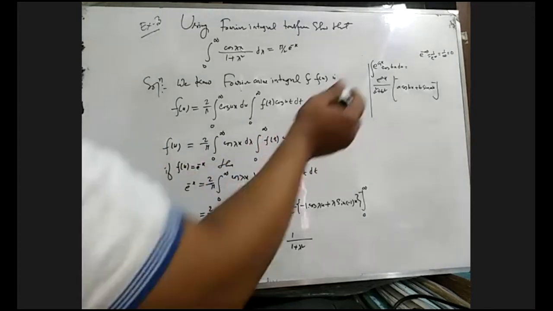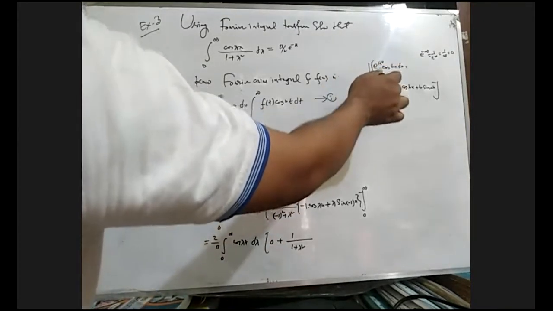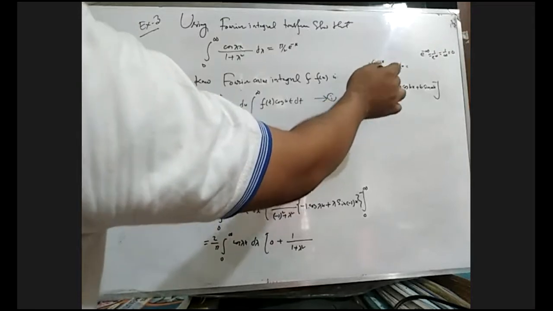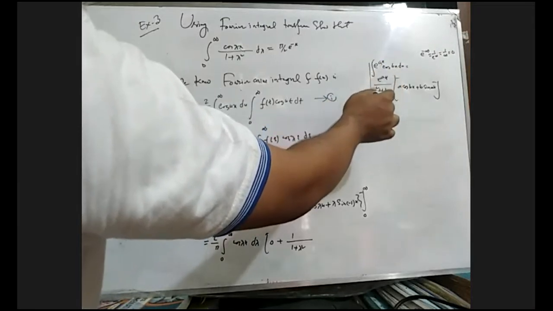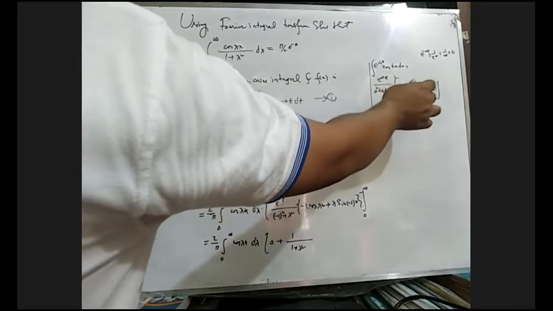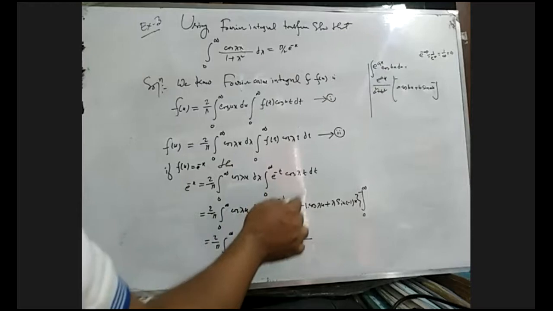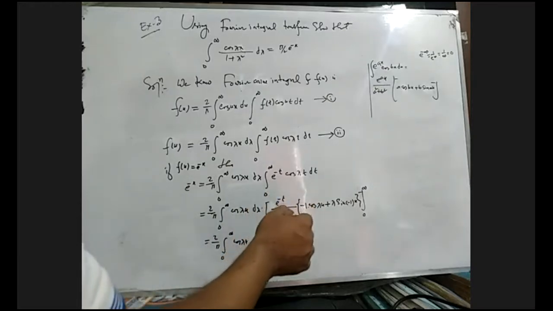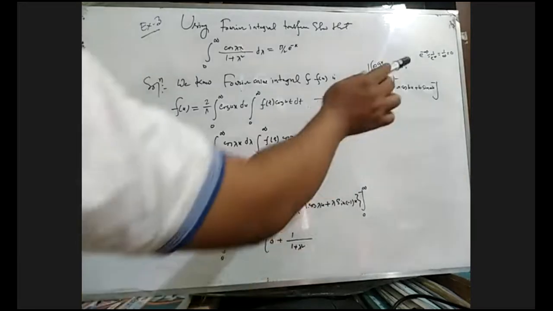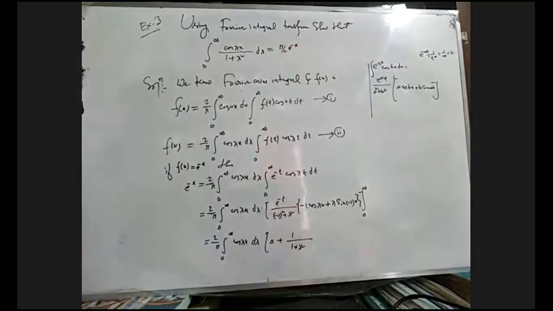So using the same formula, the e to the power x cos bx formula, what will it be? e to the power x divided by a squared plus b squared, times (a cos bx plus b sin bx). Just a equals minus 1 and b equals lambda. Putting a equals minus 1 and b equals lambda in this integral formula, we get this.